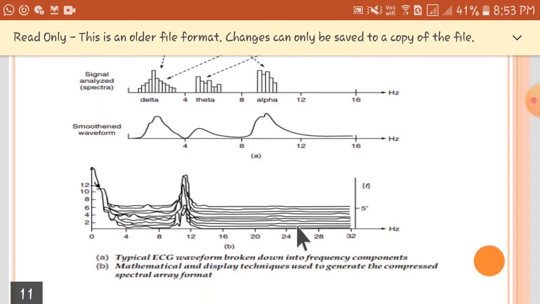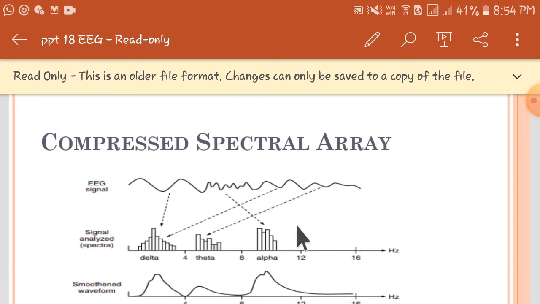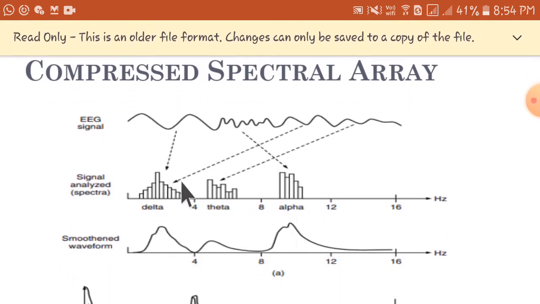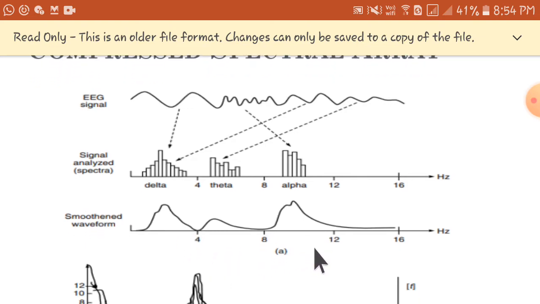Here is an example for the compressed spectral array. The first figure is an example of an ordinary EEG signal. In the second figure, it is divided into its frequency components, that is, the spectra. Depending upon the frequency, different components are detected: this is the delta frequency, this is the theta frequency, and this is the alpha frequency. The second figure also gives the smoothened waveform of the EEG signal.